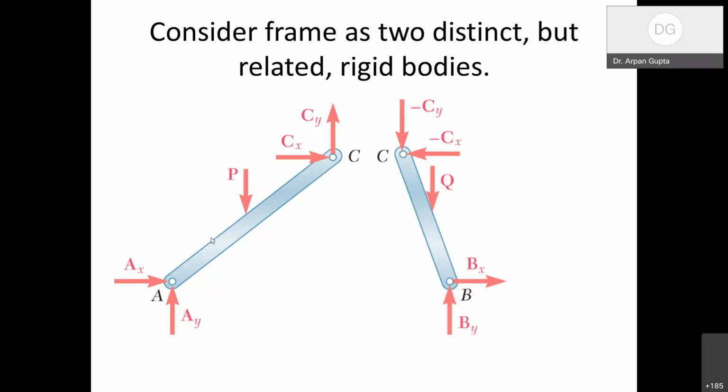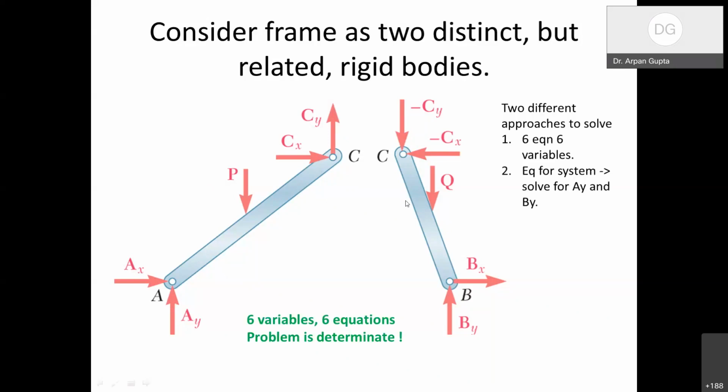Now if we count the number of unknowns that we have, we have 2 for A, 2 for C, and 2 for B. So in total we have 6 unknowns, and we have two bodies. I can write 3 equations for this body and 3 equations for this body, and this problem can be solved. So we have 6 variables and 6 equations, and now the problem is determinate. We can solve this problem by solving 6 equations in 6 variables.